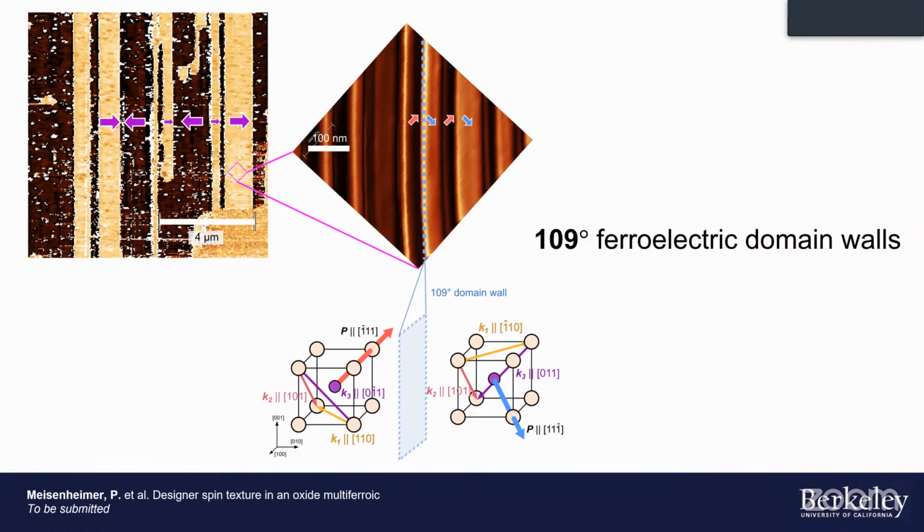Additionally, these domains are much, much smaller than they were on the dysprosium scandate. There they were about 200 to 500 nanometers. These are about 20 to 30 nanometers. This is even smaller than the period of the magnetic cycloid.